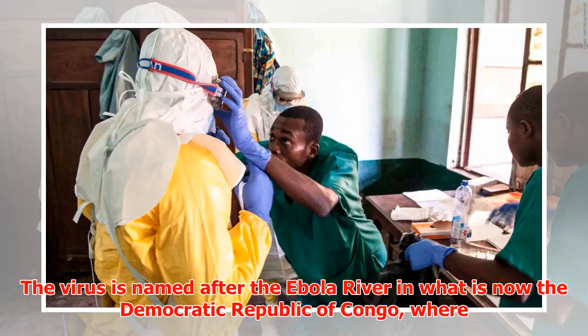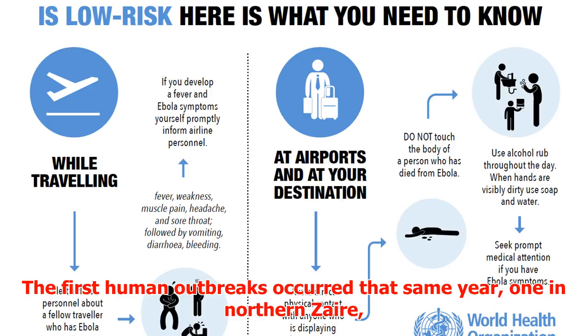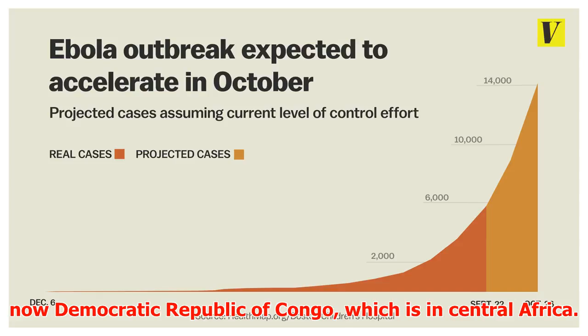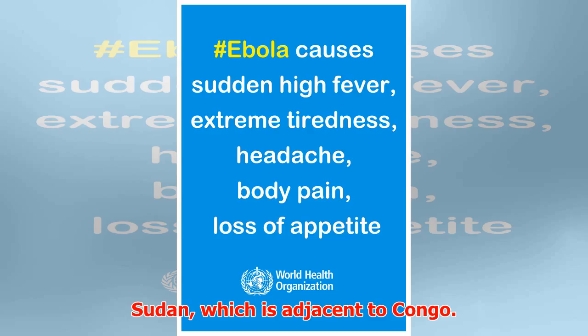The virus is named after the Ebola River in what is now the Democratic Republic of Congo, where the virus was first recognized in 1976, according to the U.S. Centers for Disease Control and Prevention. The first human outbreaks occurred that same year, one in northern Zaire, now Democratic Republic of Congo, which is in Central Africa. The other was in southern Sudan, now South Sudan, which is adjacent to Congo.